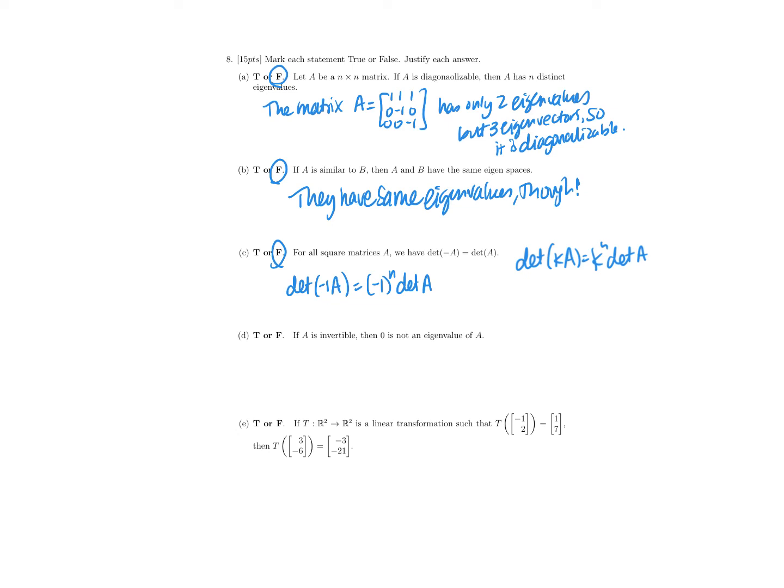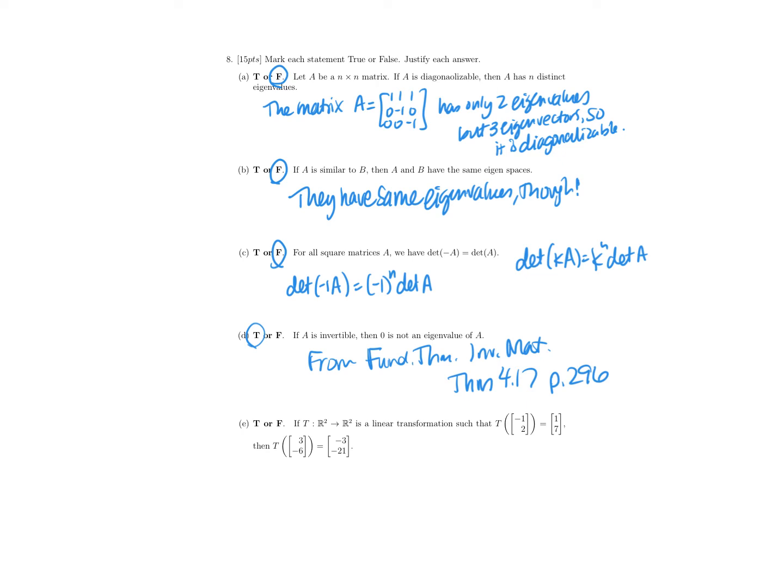The next one: if A is invertible, then 0 is not an eigenvalue. This comes straight from the fundamental theorem of invertible matrices. So this is true. This is from the fundamental theorem of invertible matrices, which is Theorem 4.17 on page 296.